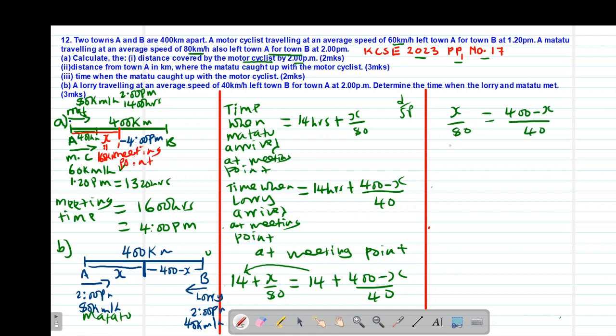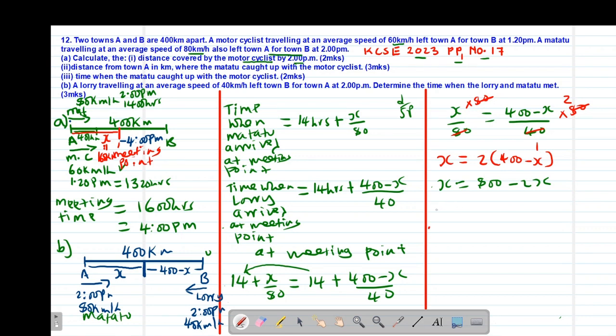So the LCM for these two is 80. I'm simply going to multiply through by the LCM, which is 80. So I multiply this side by 80, and I also multiply the other side by 80. The 80 and 80 will cancel out. 40 goes into 80 two times. So we are going to remain with x being equal to 2 into 400 minus x, which is going to give us x is equal to 800 minus 2x.